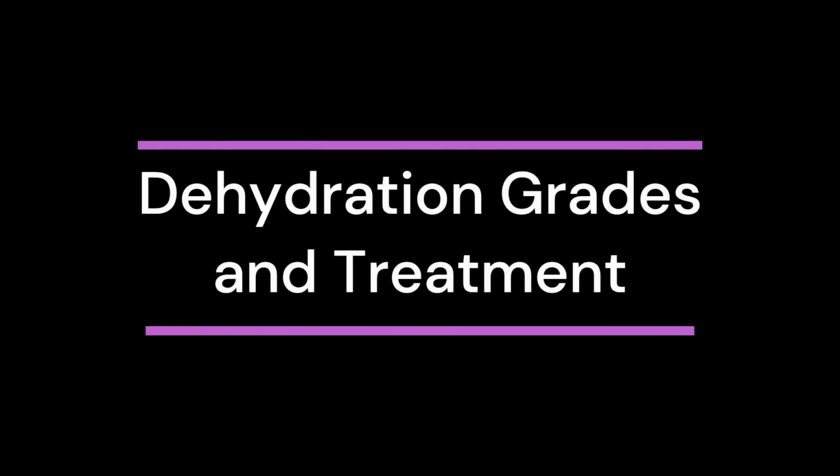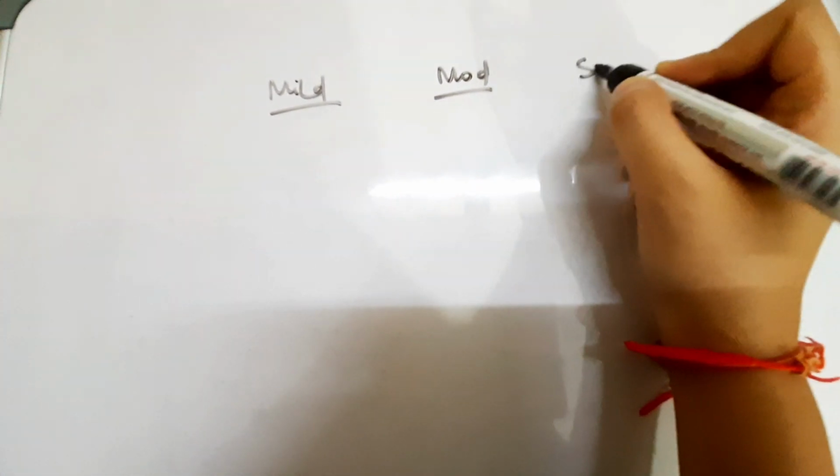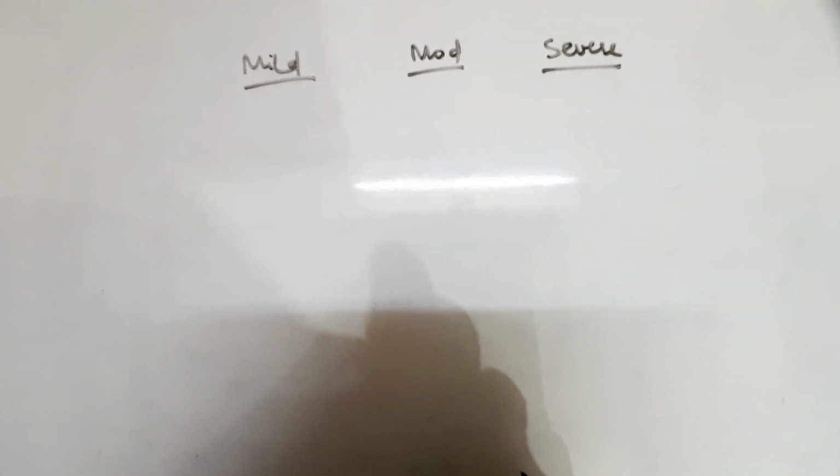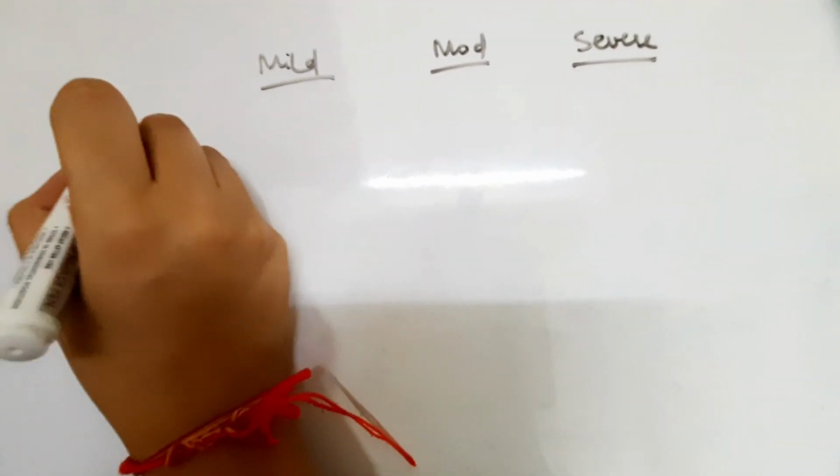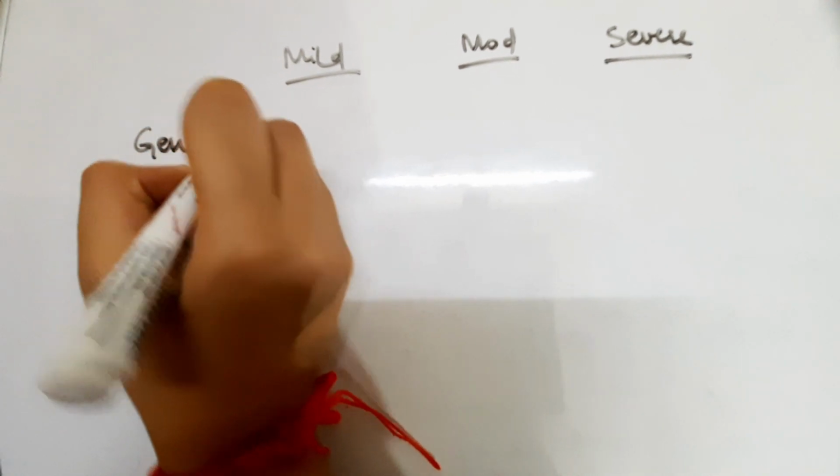Hello everyone. This video is about the different grades of dehydration and how we can treat them. Dehydration can be divided into three grades: mild, moderate, and severe. And these three grades can be differentiated on the basis of a few features. The first one is general appearance of the child.